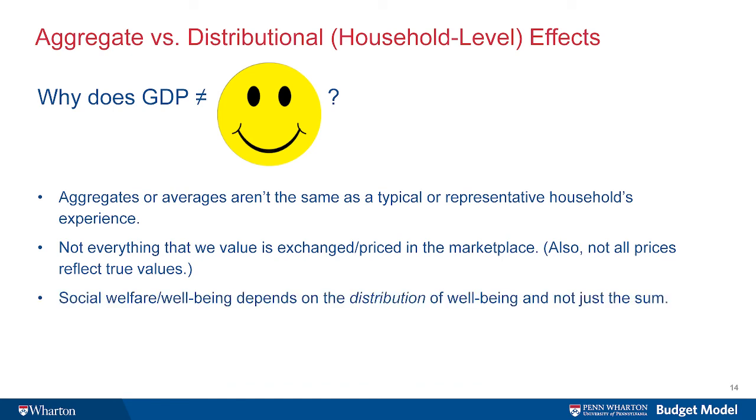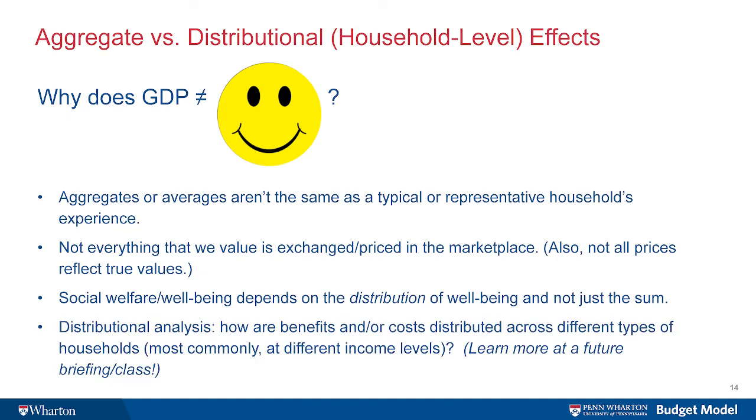As I mentioned, society's well-being may depend on the distribution of well-being, not just the sum that we care about. Everyone in society cares about how resources are distributed, not just what the total level of economic activity is. And the purpose of distributional analysis that economists do, especially in the tax policy world, we tend to look at how tax burdens are distributed across different types of households, typically at different income levels. And that is something that we will focus on heavily in our different modules, our different elective topics.